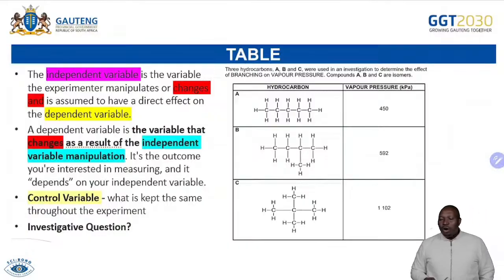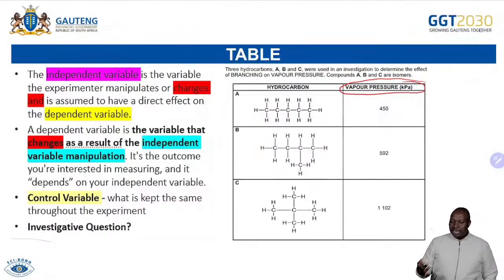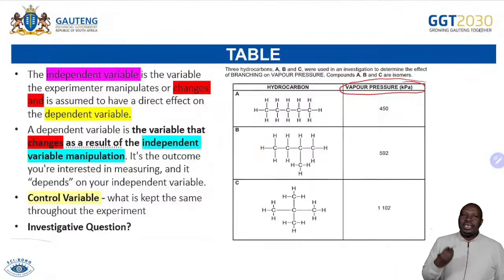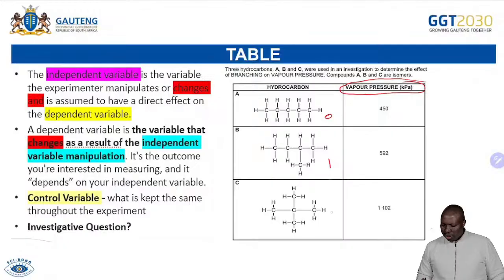And then we are saying that always know. If you look here, check what is changing, because already you know your dependent variable is your vapor pressure, which is your physical property. That is what we are measuring. We are measuring vapor pressure. But what are we changing? Which is your independent variable. Always have that information to say, okay, in this one, if we check, we have 1, 2, 3, 4, 5 carbons, we have pentane, we have 2-methyl butane, we have 2,2-dimethyl propane. So you can see that we are changing the branches. 0 branch, 1 branch, 2 branches.